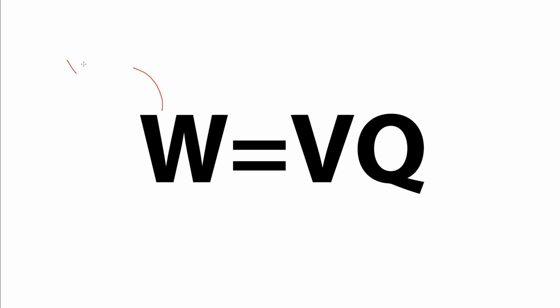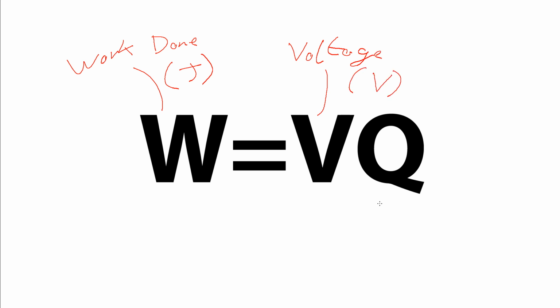So this W is work done, and that will be in joules, so that is the work done on the charge if we've got an E.M.F, or the work done by a charge if we've got a potential difference. So if we're doing work on a charge, then we're giving it energy. If work is being done on something by charge, then that charge is going to lose energy. So then here we have that voltage, and that will be in volts, and here we have the charge, and that will be in coulombs.